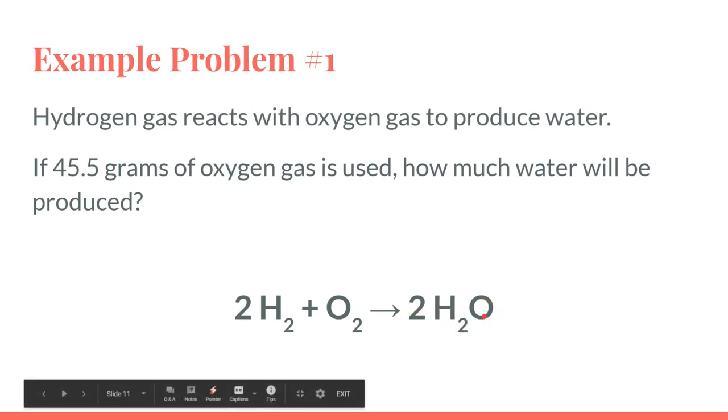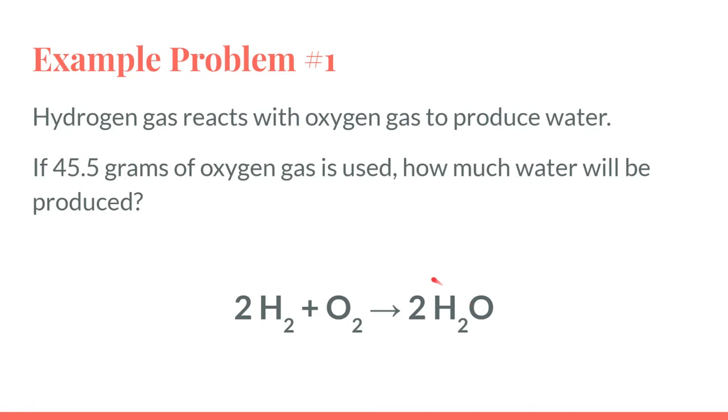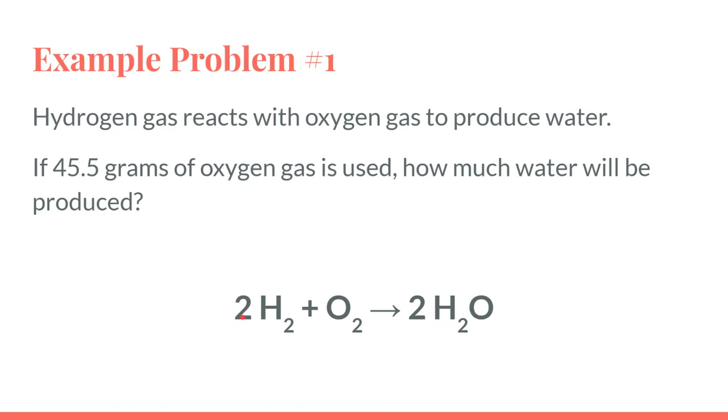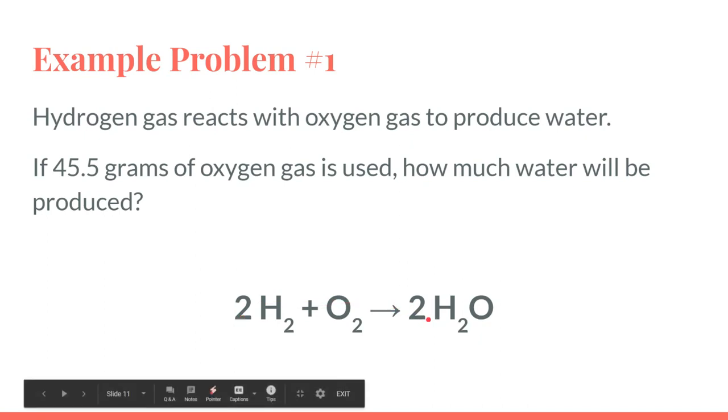And if you didn't know what water was, you could do the crisscross. Hydrogen is a +1, oxygen is a -2. When you crisscross, you should get H2O. And then when you balance it, you should get a 2 in front of the hydrogen and a 2 in front of the water.